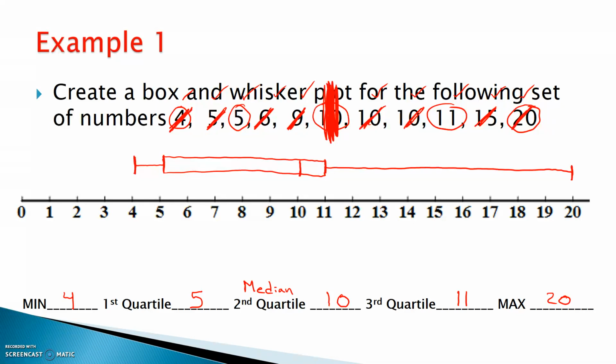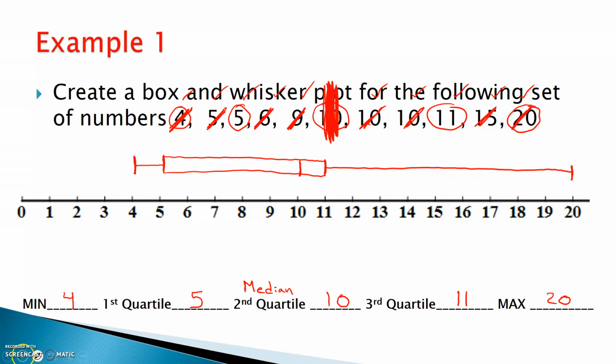Now, again, what's the purpose of all this, guys? Every little piece here, the first piece has 25% of the data. This has 25% of the data. This has 25% of the data. And this long piece over here also has 25% of my data. I broke up my data into 4 pieces, each holding 25% of the information. Again, we'll talk about how to interpret it.